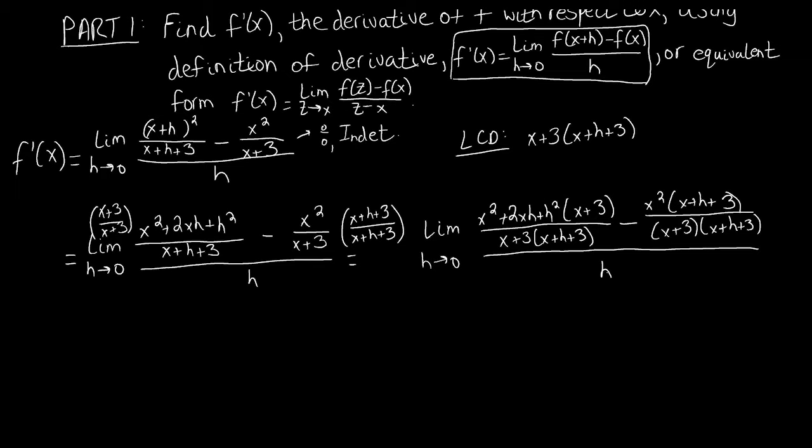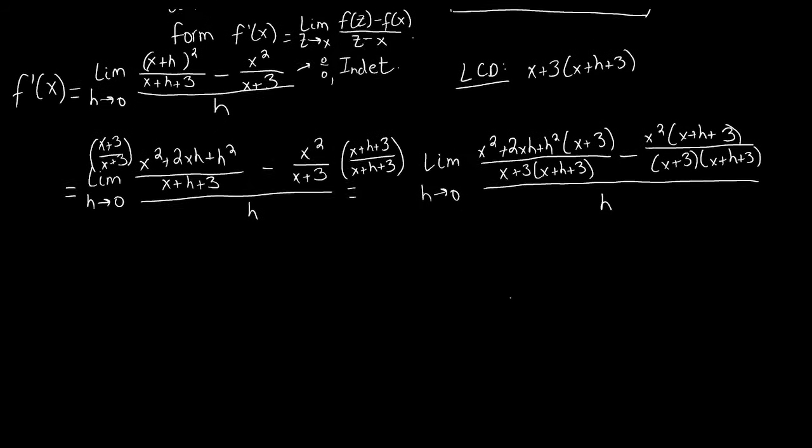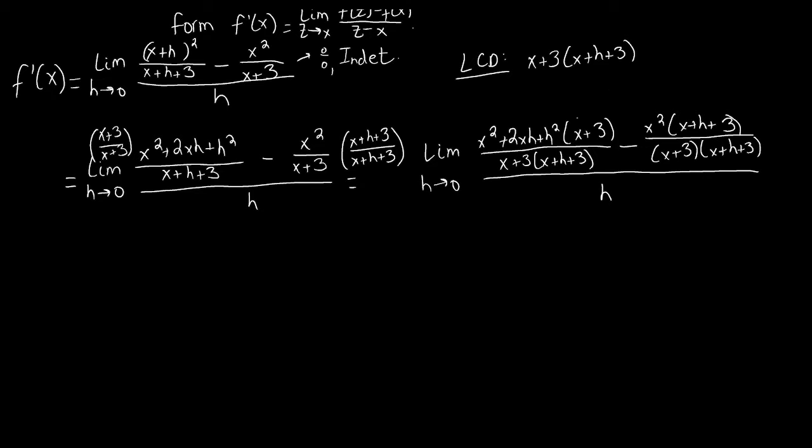So in this next step, what I'm going to do is take care of the multiplications that I have inside of the numerators of our two fractions. So I'm going to distribute all these different terms in and take care of this multiplication. So what we have now is the limit as h approaches 0 of x cubed plus 3x squared plus 2x squared h plus 6xh plus h squared x plus 3h squared.